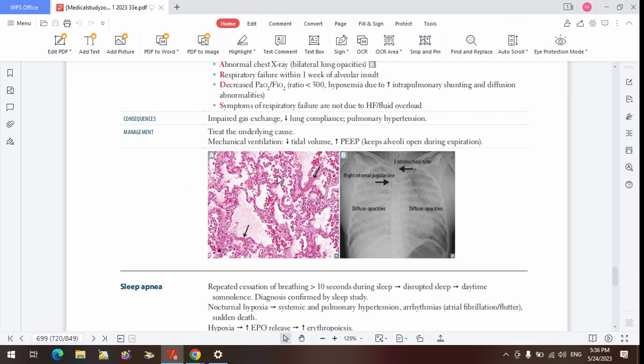Okay, so these are the typical images that you see on histology. You are going to see areas of destroyed alveoli. You can see that these are abnormally dilated and widened alveolar spaces. So these are the typical findings that you see on histology.